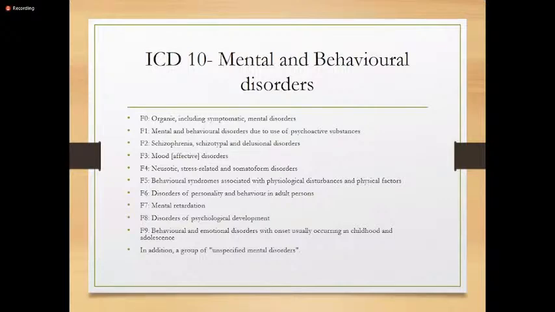So F0 is organic, including symptomatic mental disorders, that is disorders where there's evidence of organicity, either due to a known physiological condition related to it, or temporal association, or laboratory evidence. And then in F1, you have mental and behavioral disorders due to the use of psychoactive substances.